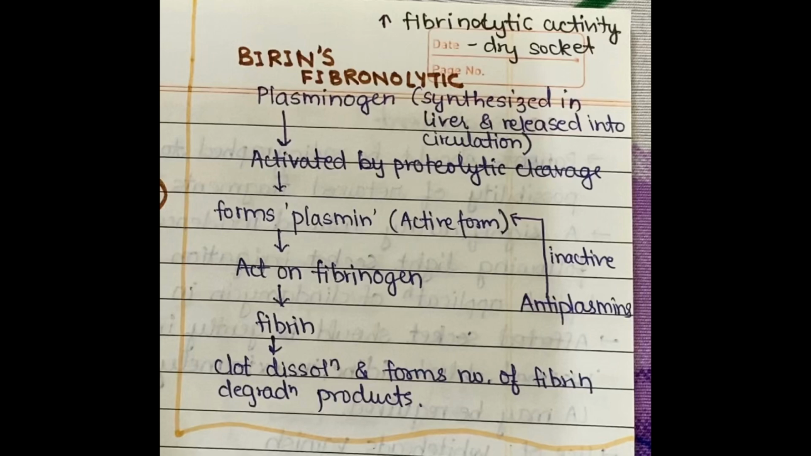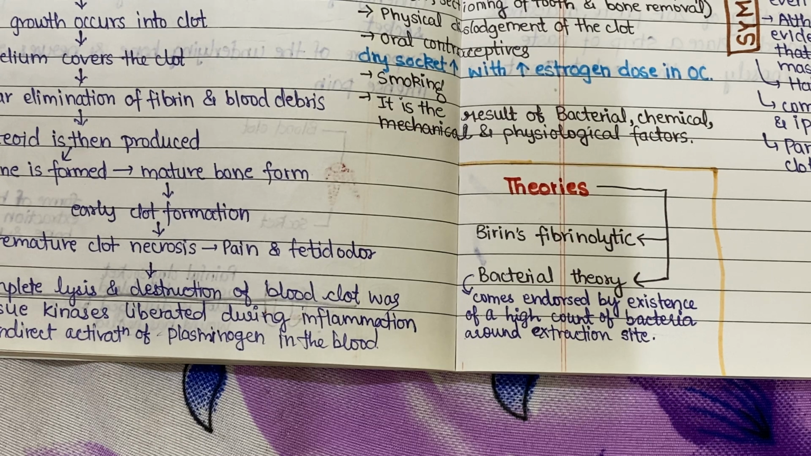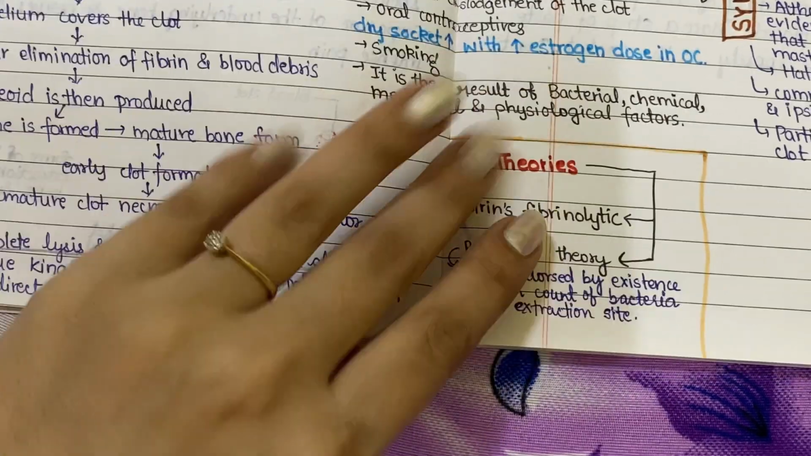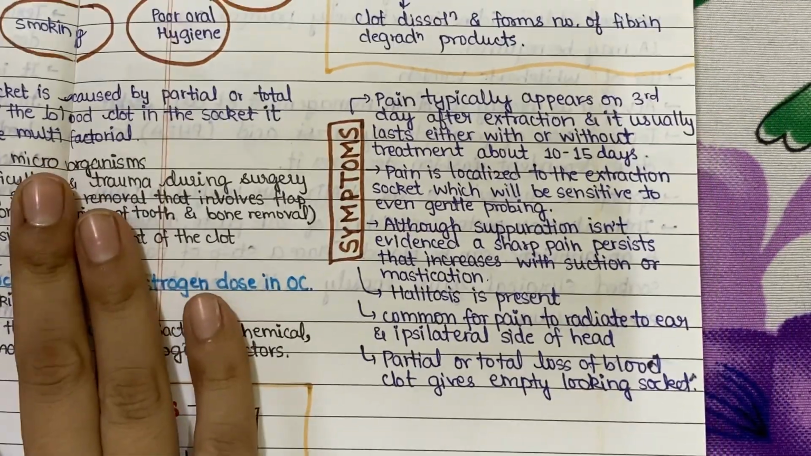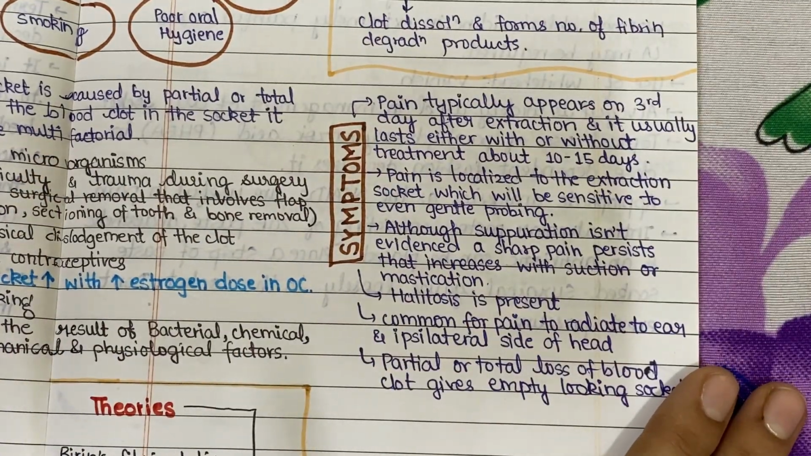And the bacterial theory states that it is endorsed by the existence of a high count of bacteria around the extraction site. So the bacterial theory is nothing but that there are many bacteria present around the extraction site, and the bacteria which can be present are Actinomyces viscosus and Streptococcus mutans. So these are the two main basic theories in the formation of dry socket.